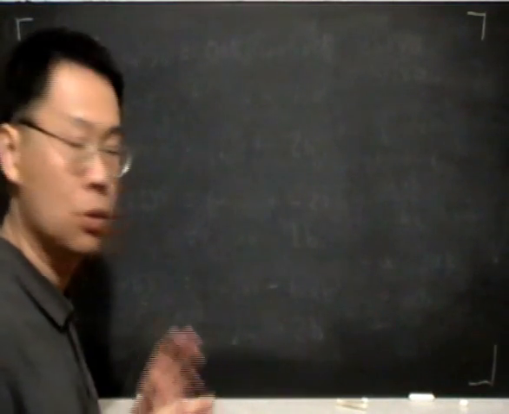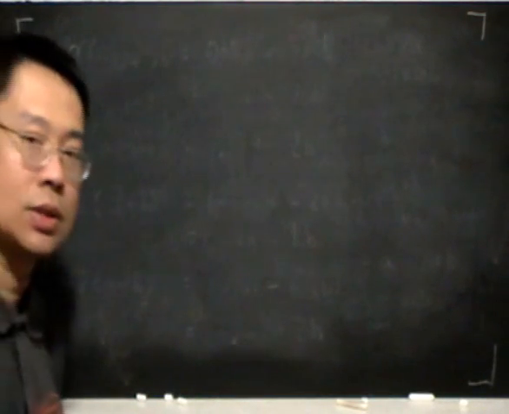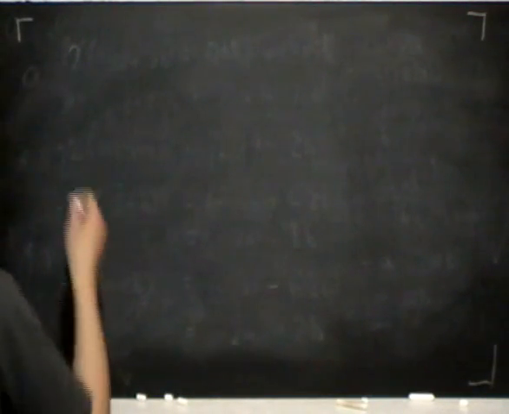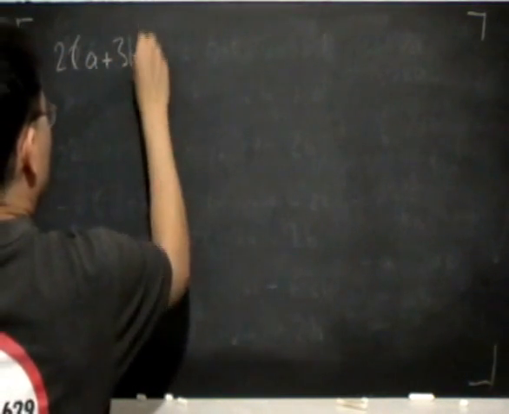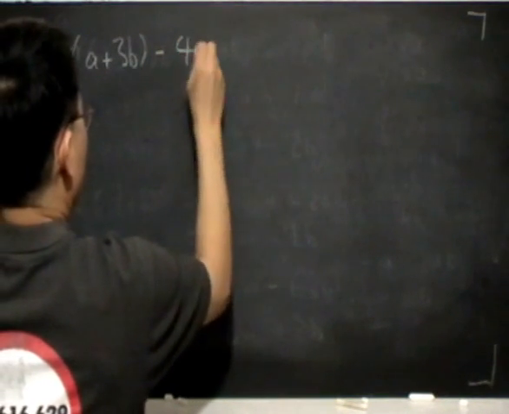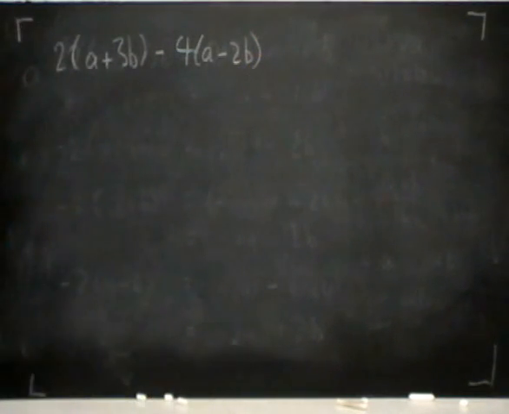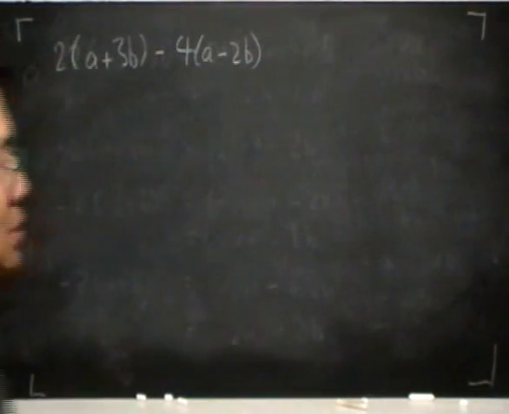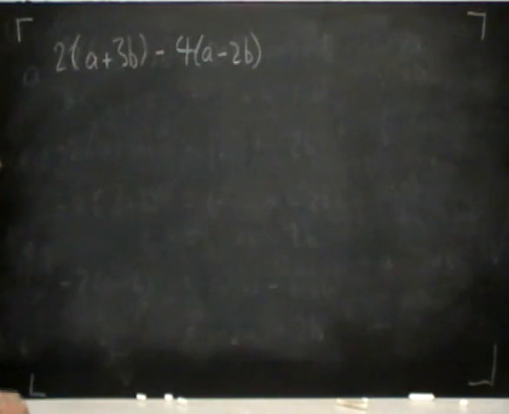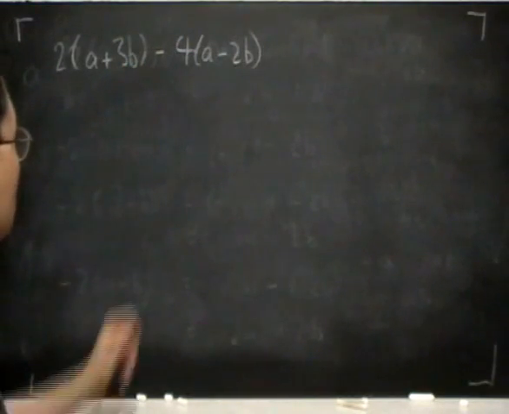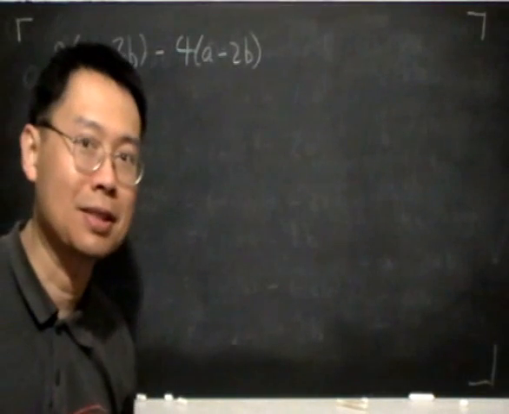Let's put all that we have learned together and look at a slightly more difficult example. Let's try and simplify this. Right, so that's quite a long expression. It's got brackets inside. It's got numbers outside the brackets. Alright, it's even got minus signs.